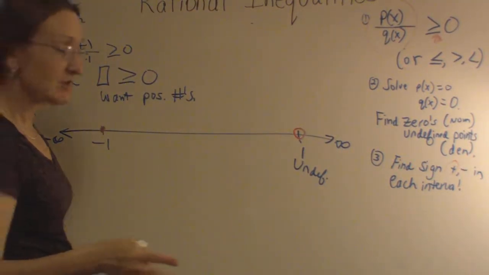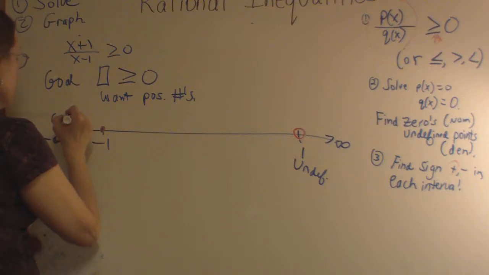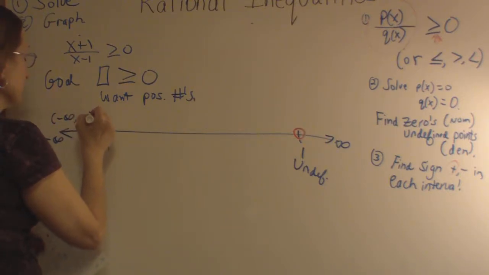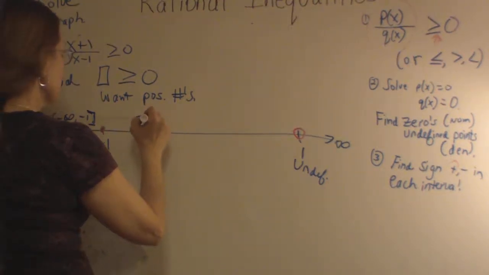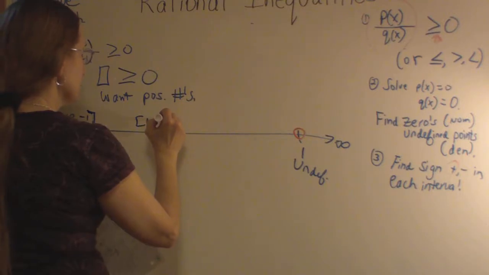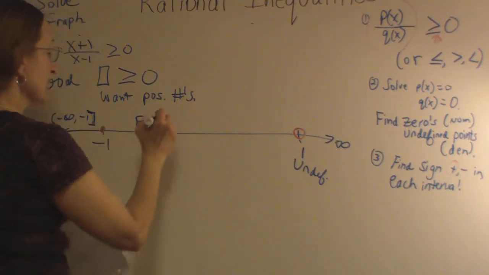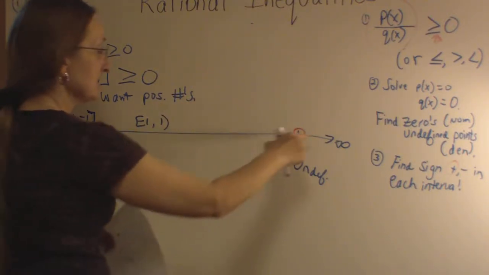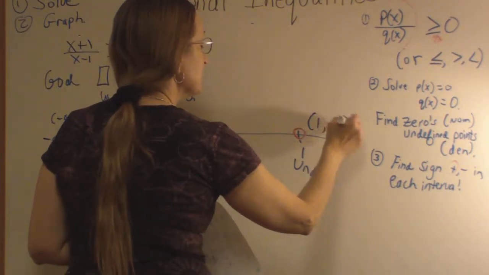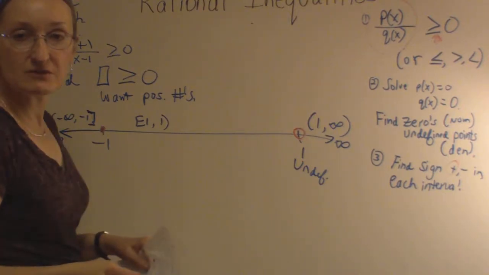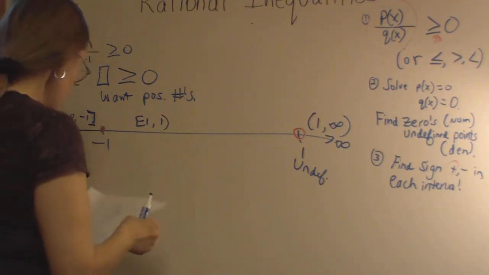And now we can construct three different intervals. We can go from minus infinity to minus 1, and it can include the minus 1, so we can put a square bracket there. This interval will include from minus 1 to positive 1, but not including positive 1. And this last interval will go from positive 1 to infinity, but not including the positive 1. So we have to use the open parentheses for those.